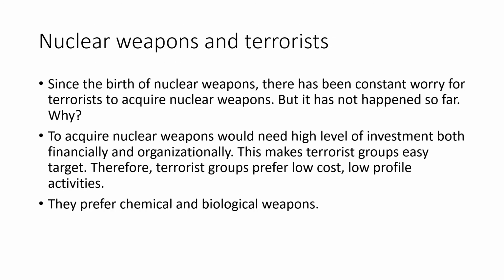Nuclear weapons and terrorists. Since the birth of nuclear weapons, there has been constant worry for terrorists to acquire nuclear weapons, but it has not happened so far. Why? To acquire nuclear weapons, we need a high level of investment, both financially and organizationally. This makes terrorist groups easy target. Therefore, terrorist groups prefer low-cost, low-profile activities. They prefer chemical and biological weapons.